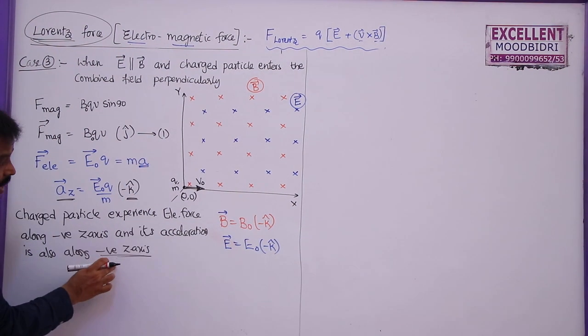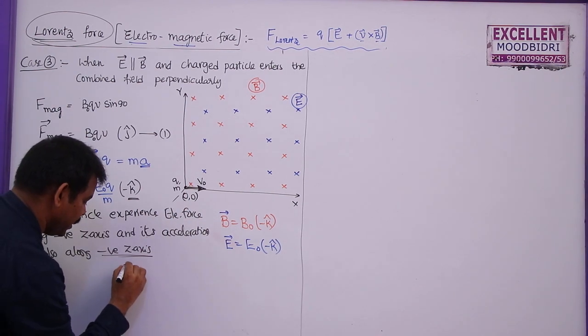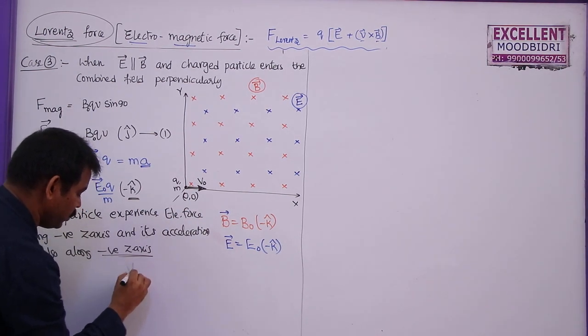Type 4. Velocity along x-axis is given, z-axis is given by, so I am going to write here Vz.